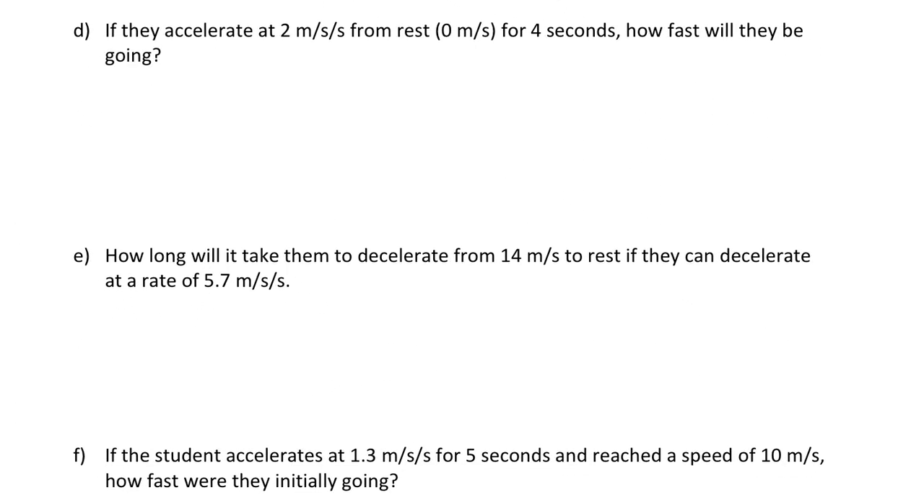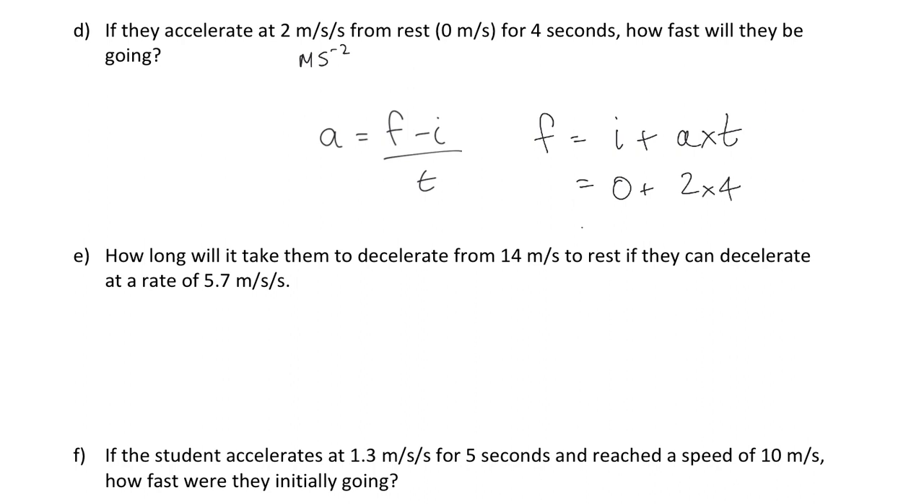If they accelerate at 2 meters per second from rest for 4 seconds, how fast will they be going? So please remember that you can also have meters per second squared like that as a unit, but acceleration is equal to v, well, let's call that final, take away initial over time. However, we are looking for the final speed. The final speed is equal to the initial speed plus the acceleration times the time, right? So the initial speed is 0 plus the acceleration 2 times 4, which is equal to 8 meters per second, right? So that one there.